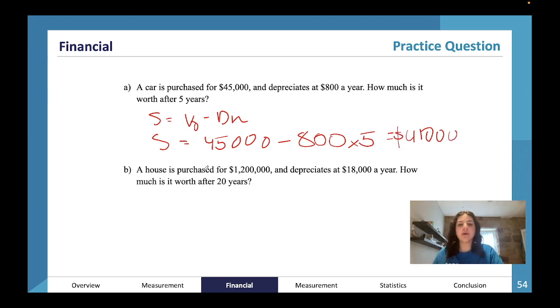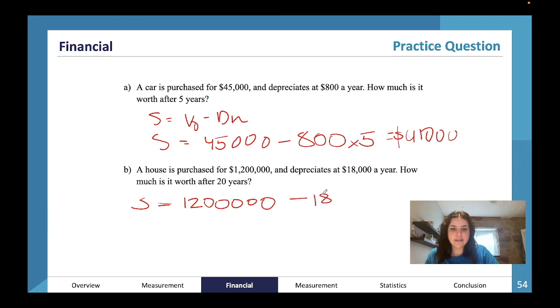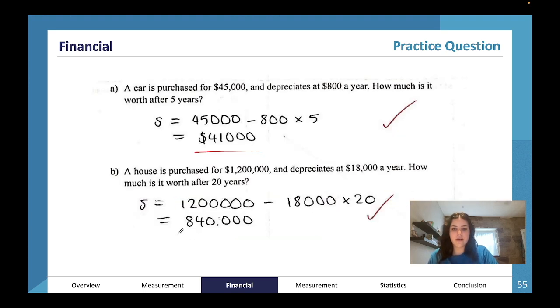Other question, a house is purchased for $1.2 million and depreciates at $18,000 per year. This is very uncommon for houses, but let's say the wear and tear is serious. 18,000, 20 years. 1.2 million minus 18,000 times 20. The house is now worth $840,000. Take a look at these questions. We have our 2 answers here.